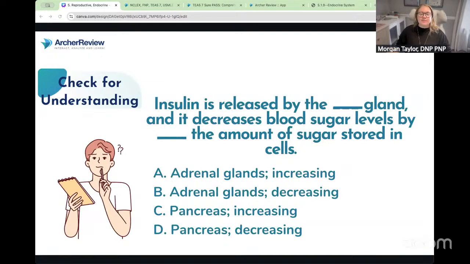So you guys know it's going to be C or D, right? Use your test-taking skills. Insulin is for sure released by the pancreas, and it's telling you it decreases the blood sugar by what? So I want you guys to think it through. By the amount of sugar stored in cells. I did not tell you how insulin works. I will in a second. But just think about it: if I've got my cell and my blood, and I have a lot of sugar in my blood, what would I have to do to decrease blood sugar?